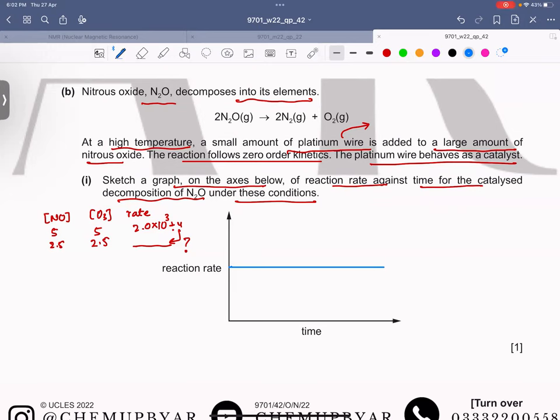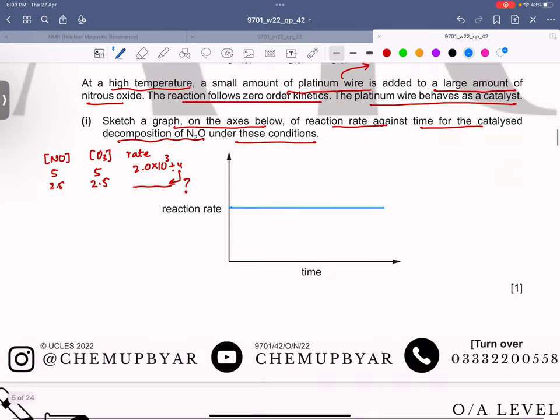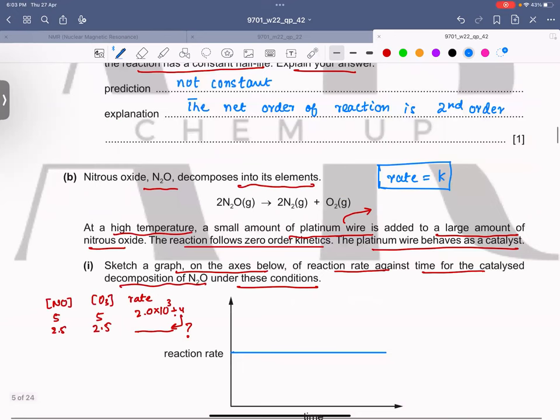What does zero order mean? It means in this case the rate is equal to the rate constant k only. So the concentration is not affecting the rate, right? When time passes during the reaction, the concentration of the reactant decreases, but that decrease in concentration is not affecting the rate of the reaction here, because it's a zero order. So with time there is no change in the speed or the rate of the reaction. It remains constant. This would be the explanation for this one.